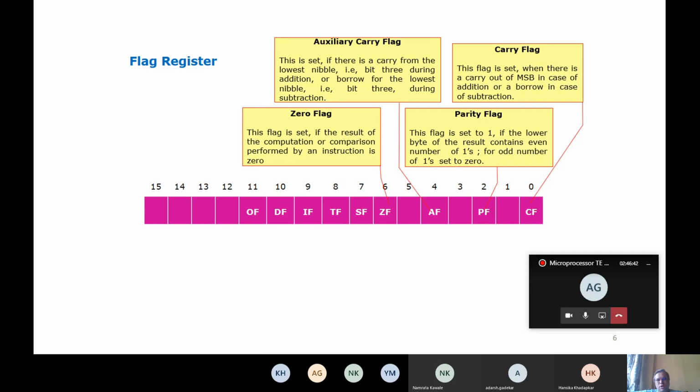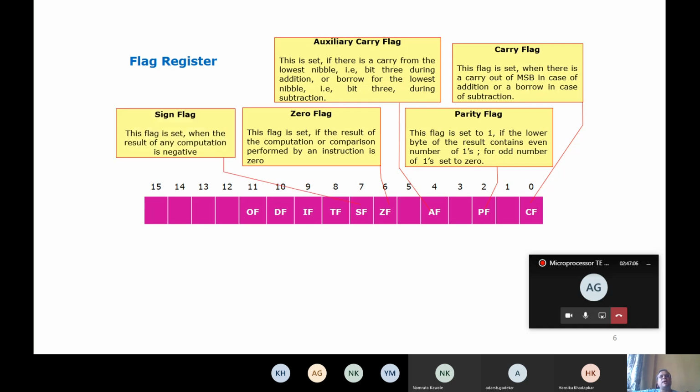So अगर result zero है तो zero flag 1 होता है. ये याद रखना जरूरी है. Result zero है तो zero flag 1. Result non-zero है, zero flag will be 0. Non-zero result is indicated by zero flag equal to 0. Zero result is indicated by setting zero flag equal to 1. It is very simple flag.